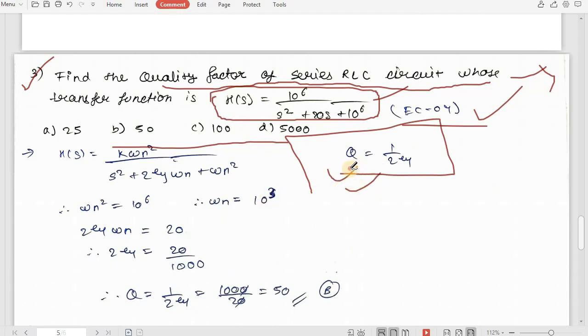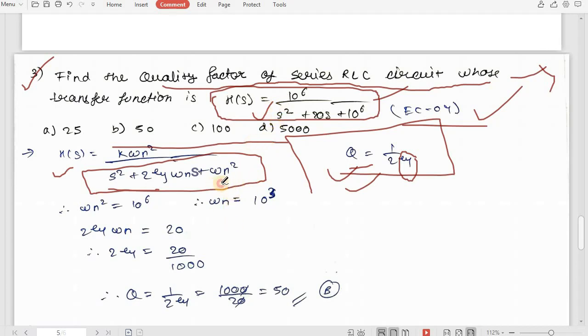The formula says that the quality factor is equal to 1 by 2 zeta, so basically we have to get this zeta. Here you can see this is a second order equation. If we compare with the standard second order equation, K omega n square upon s square plus 2 zeta omega n s plus omega n square, this is our characteristic equation. So we have to compare the characteristic equations of both these transfer functions.